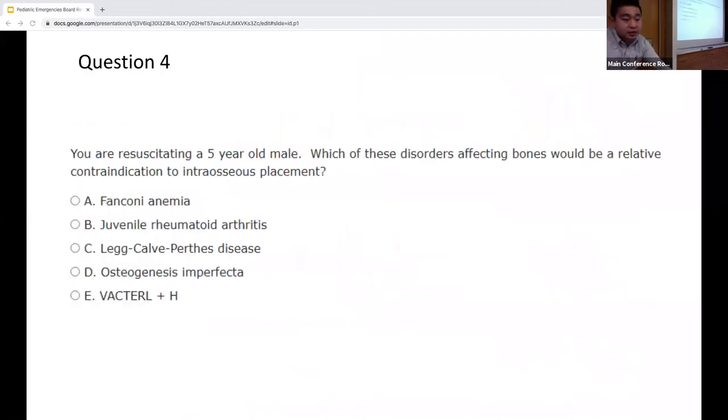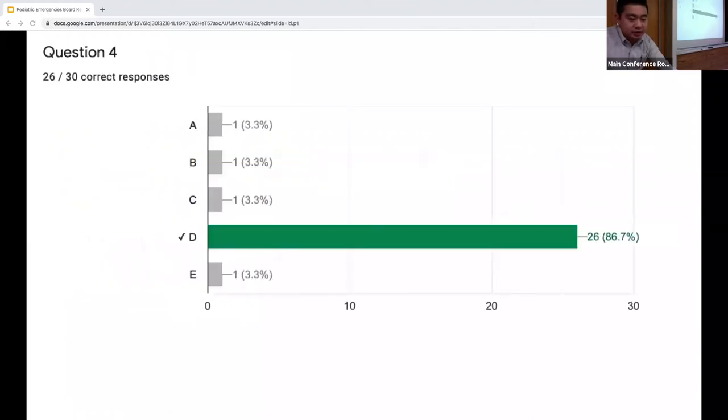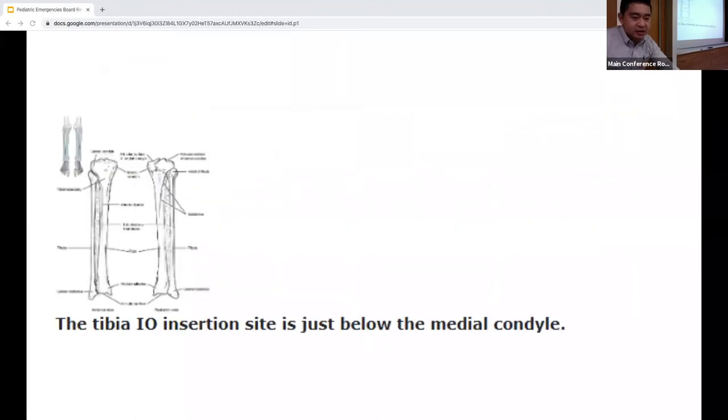All right, next question. You're resuscitating a five-year-old male. Which of these disorders affecting bones would be a relative contraindication to IO placement? So it's vancomycinemia, JRA, osteogenesis imperfecta, or rickets. The answer is OI, you know, brittle bones. You don't want to induce more trauma to the bones. And also very good, guys, 86%. You guys are killing it today.